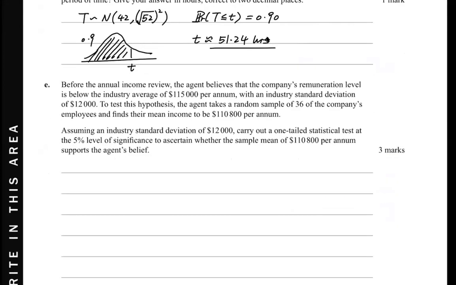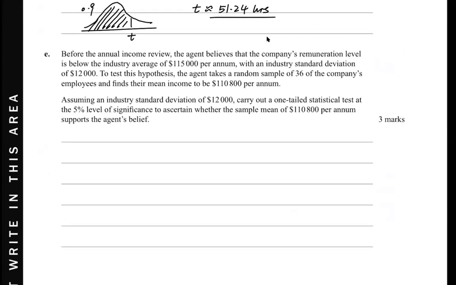Okay. Before the annual income review, the agent believes that the company's remuneration level is below, look at this word, the industry average of 115,000 per annum, with an industry standard deviation of 12,000. To test this hypothesis, the agent takes a random sample of 36 of the company's employees and finds the mean income to be 110,800 per annum.